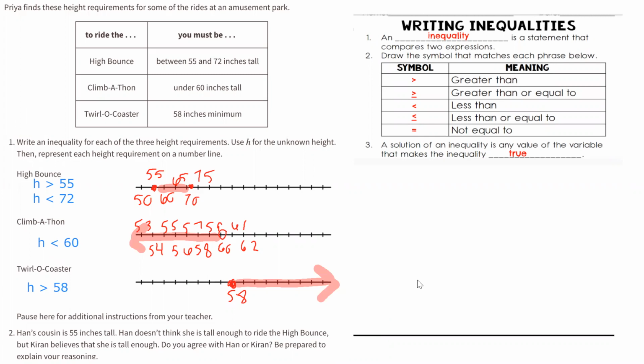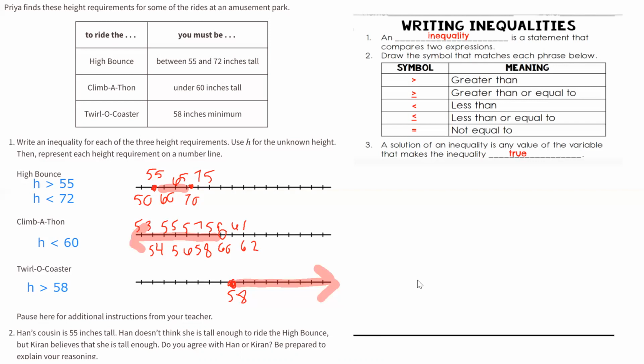Right, if that was confusing to you, what I want you to do is pause the video, rewind, and watch that part again. I'm going to keep going and do number 2. So Han's cousin is 55 inches tall. Han doesn't think that she is tall enough to ride the high bounce, but Kieran believes that she is tall enough. Do you agree with Han or Kieran?